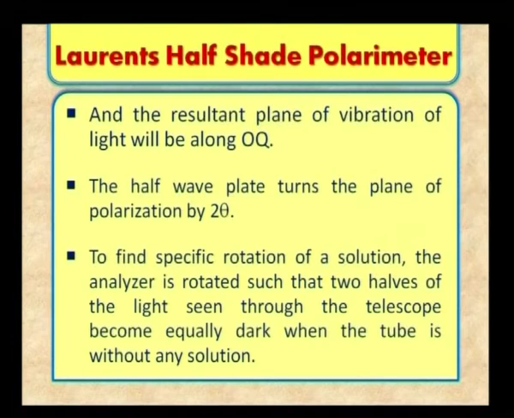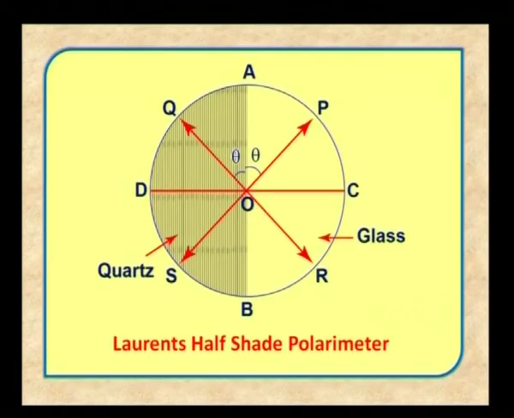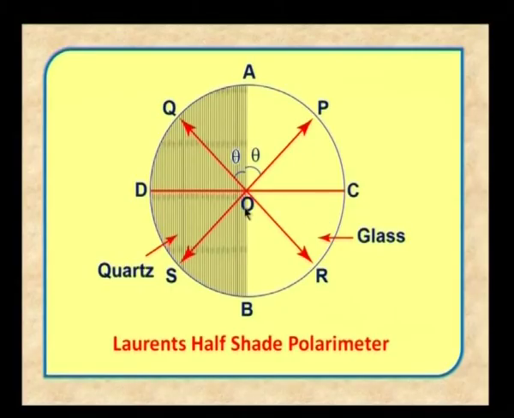To find the specific rotation of a solution, the analyzer is rotated such that the two halves of the light seen through the telescope become equally dark, when the tube is rotated without the solution and then with the solution. So, you have to rotate the analyzer so that the two halves will be equally bright or equally dark without the solution, and then when you have the solution, through what angle again the analyzer should be rotated in order that the two halves are equally bright or equally dark. That is your angle alpha. That is what you obtain from the Lorentz half-shade polarimeter.